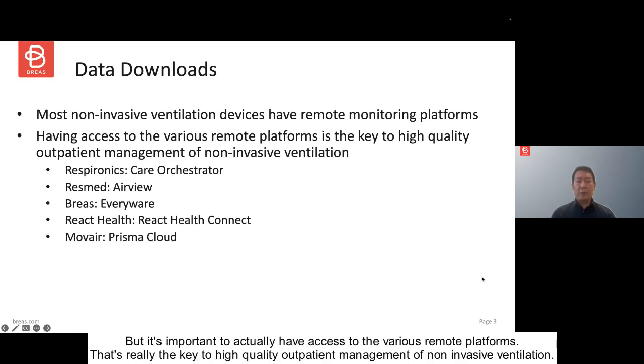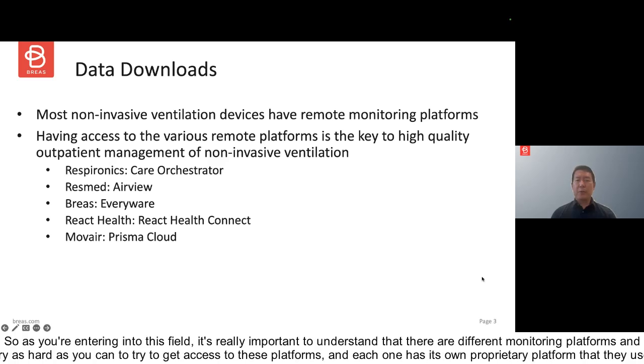But it's important to actually have access to the various remote platforms. That's really the key to high quality outpatient management of non-invasive ventilation. So as you're entering into this field, it's really important to understand that there are different monitoring platforms and try as hard as you can to get access to these platforms. And each one has its own proprietary platform that they use.